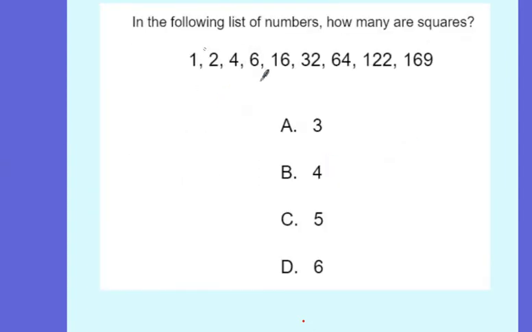Next one, in the following list of numbers, how many are square numbers? How many of 1, 2, 4, 6, 16, 32, 64, 122 and 169 are square numbers? How many can be made by multiplying a whole number by itself? Okay, let's have a look. 1 can be made by 1 times 1. 4 can be made by 2 times 2. 16 can be made by 4 times 4. 64 can be made by 8 times 8. And 169 can be made by 13 times 13. So the answer I was looking for was C.